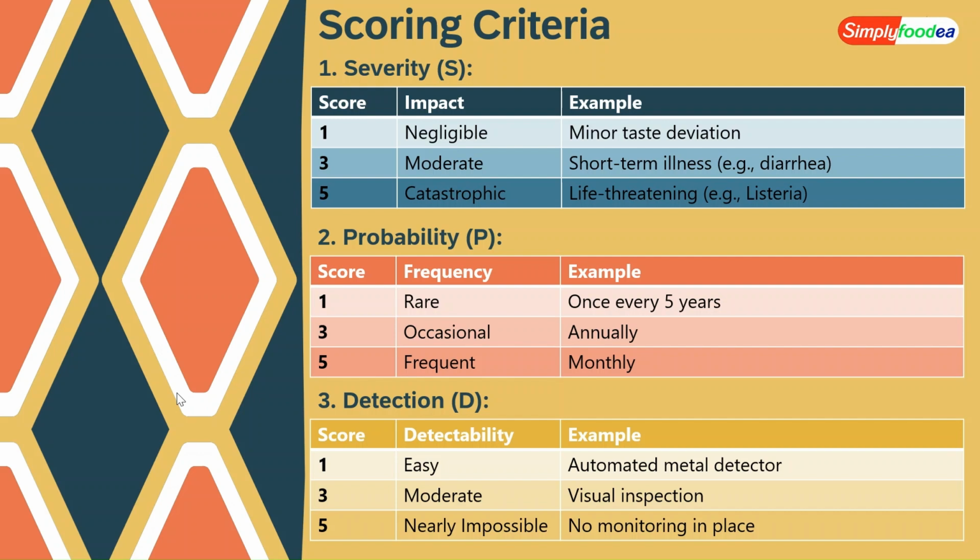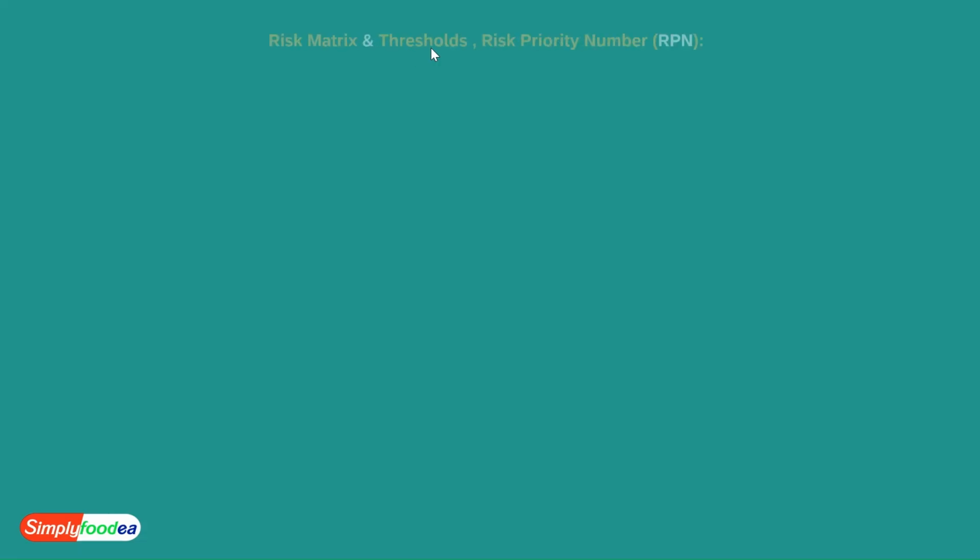Scoring is also 1, 3, and 5. The detectability will be either easy, like an automated metal detector, so we can detect the metals; moderate, like visual inspection; and finally, nearly impossible to detect, like no monitoring in place unless there are severe symptoms afterwards from food poisoning. So these are the three main criteria, or pillars, or dimensions in our 3D risk assessment.